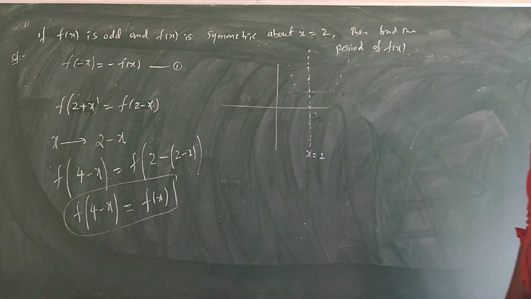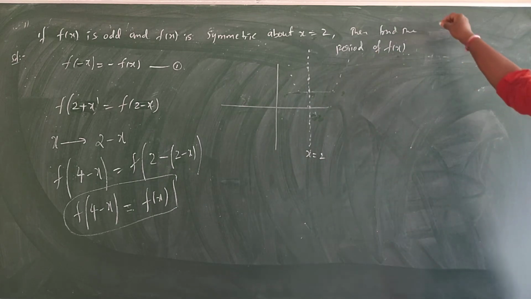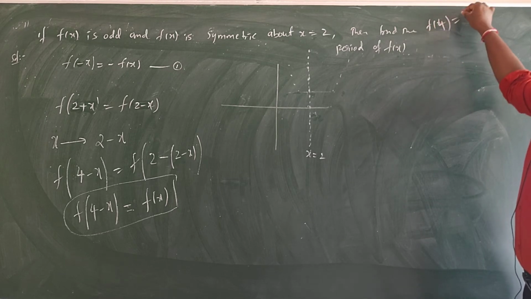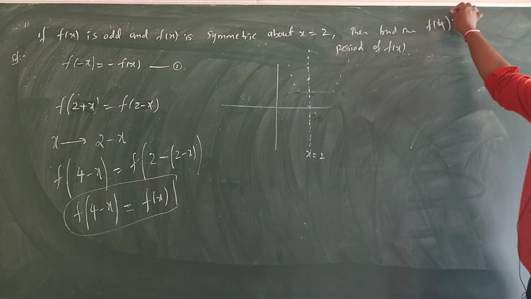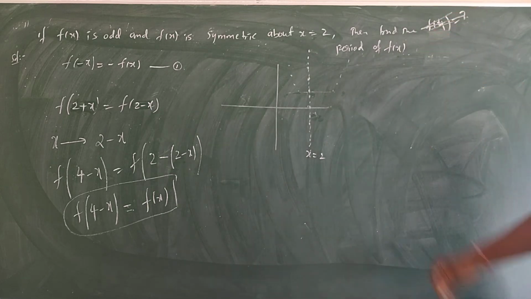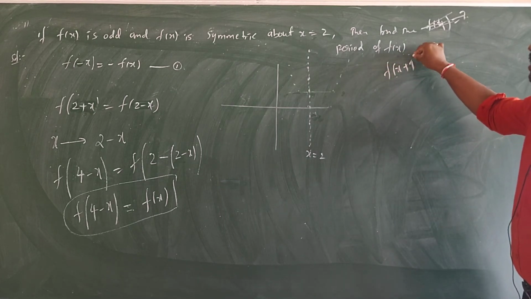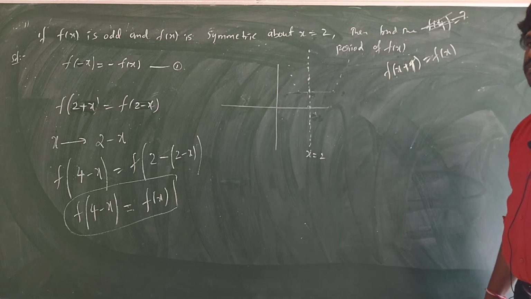That's what I required. But the period I want to find. F of x I got. He did not ask you f of 2 how much or f of 4 is how much. If they ask you f of 4 is how much, then the answer is over. But here it is not like that. He is asking about the period. Period means I have to take f of x plus t is equal to f of x. Then t is the period.